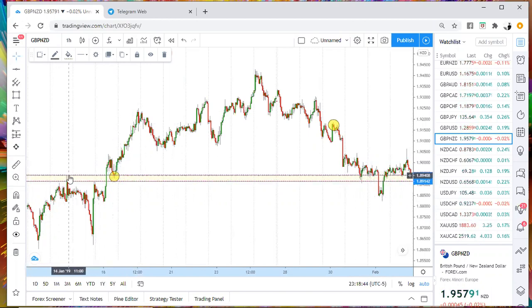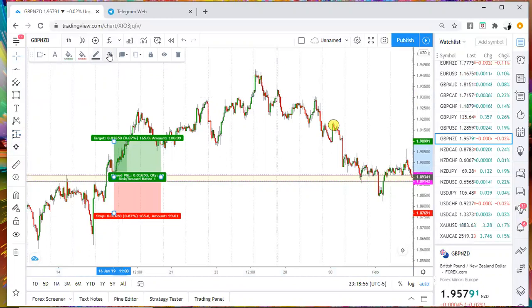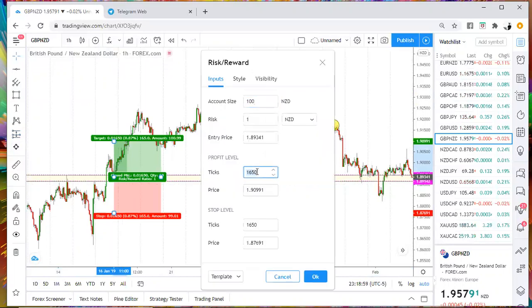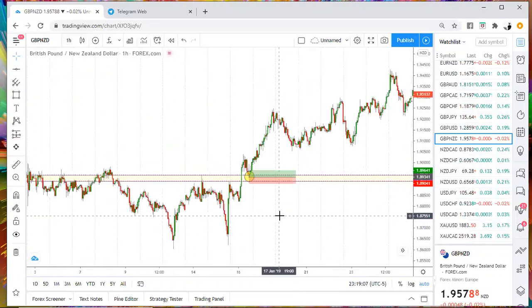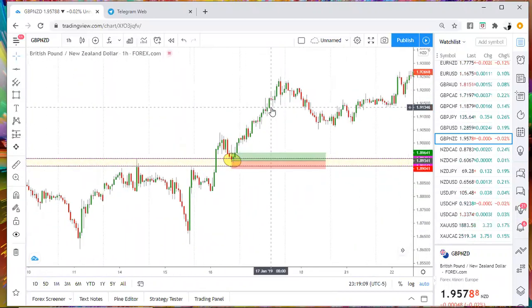So it broke the ceiling. Price went through it, went back into it. That's where the yellow circle is. That's where we press buy. And that's where we ultimately set our risk. Every time we do a 1-to-1, so it's 30 pip take profit, 30 pip stop loss. And that's trading right there, folks. That's how easy it is.